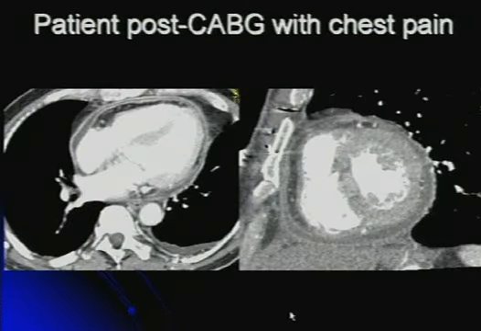This is a patient who was undergoing CT imaging to look at his bypass grafts after having surgery and complaining of chest pain. Bypass grafts were all found to be patent. However, when we looked at the myocardium and pericardium in this patient, we see that there is significant thickening of both the visceral and parietal pericardial layers. And this patient was felt to have acute pericarditis.